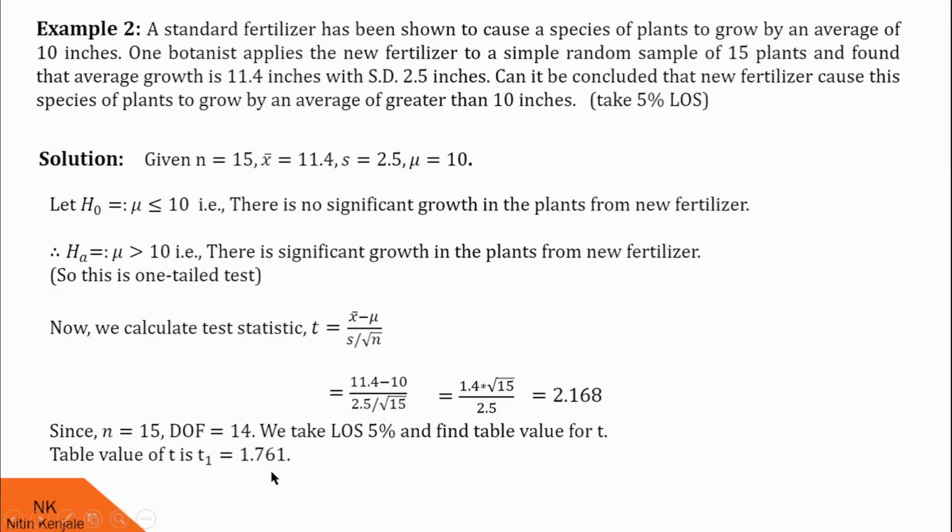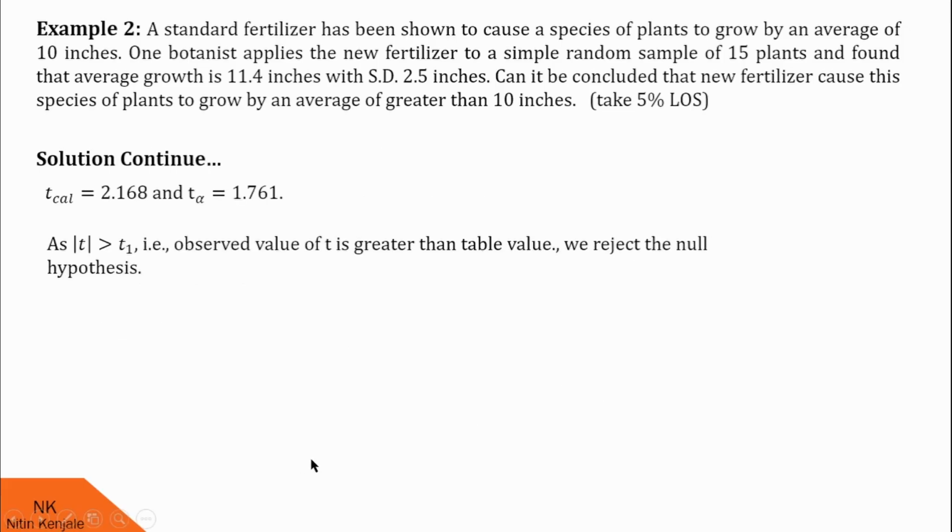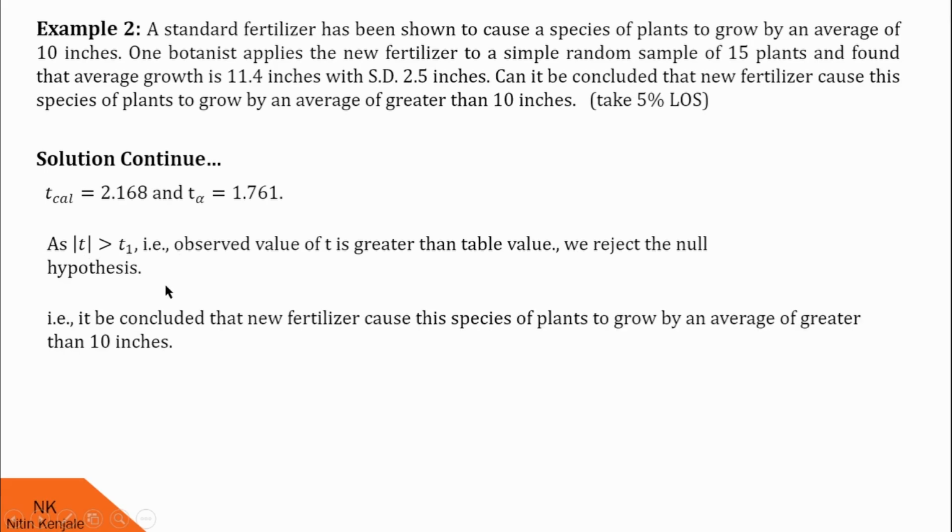Now finally we compare the calculated and table value of t. We see mod of t is greater than t table. So we should reject H0. When we say so, we are saying the new fertilizer caused this species of plant to grow by an average of greater than 10 inches. I hope guys you understood this solution. Now let us proceed for the next example.